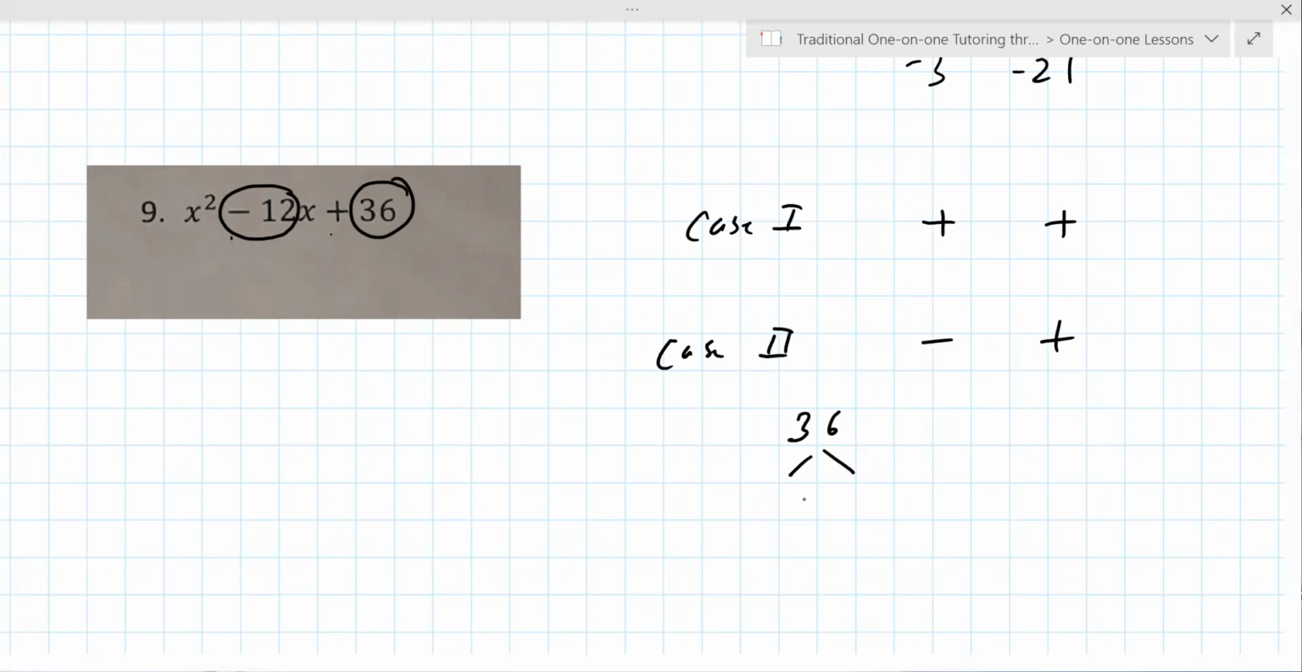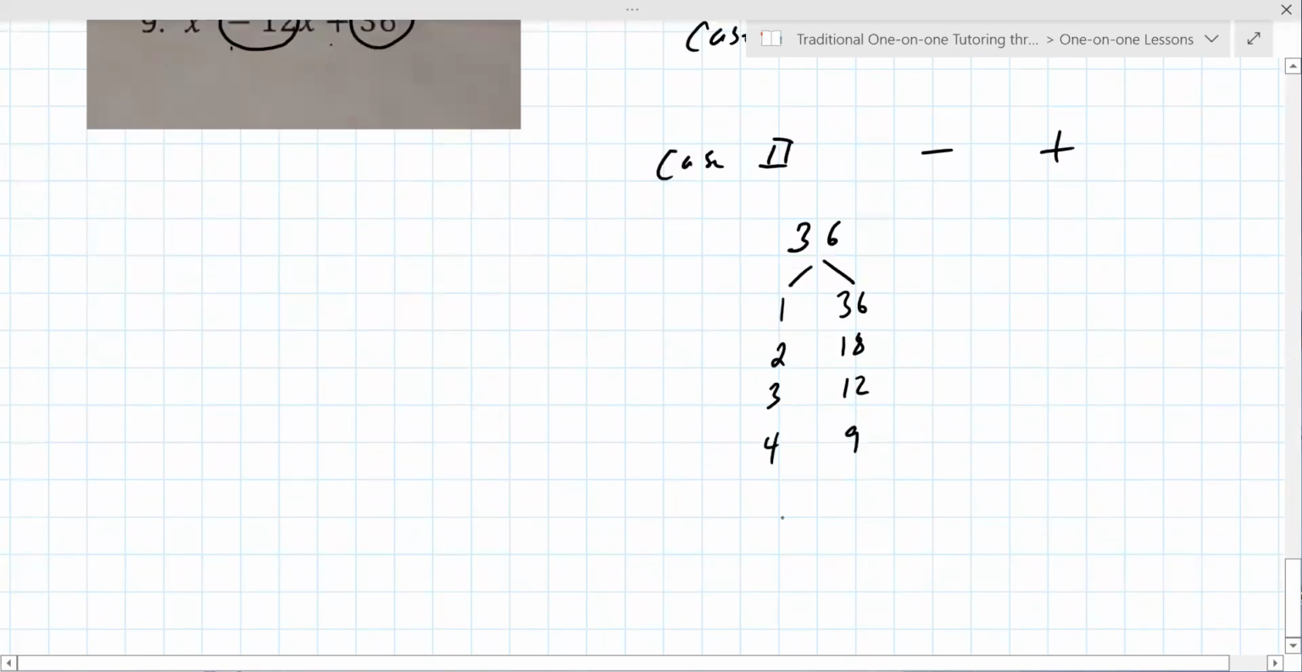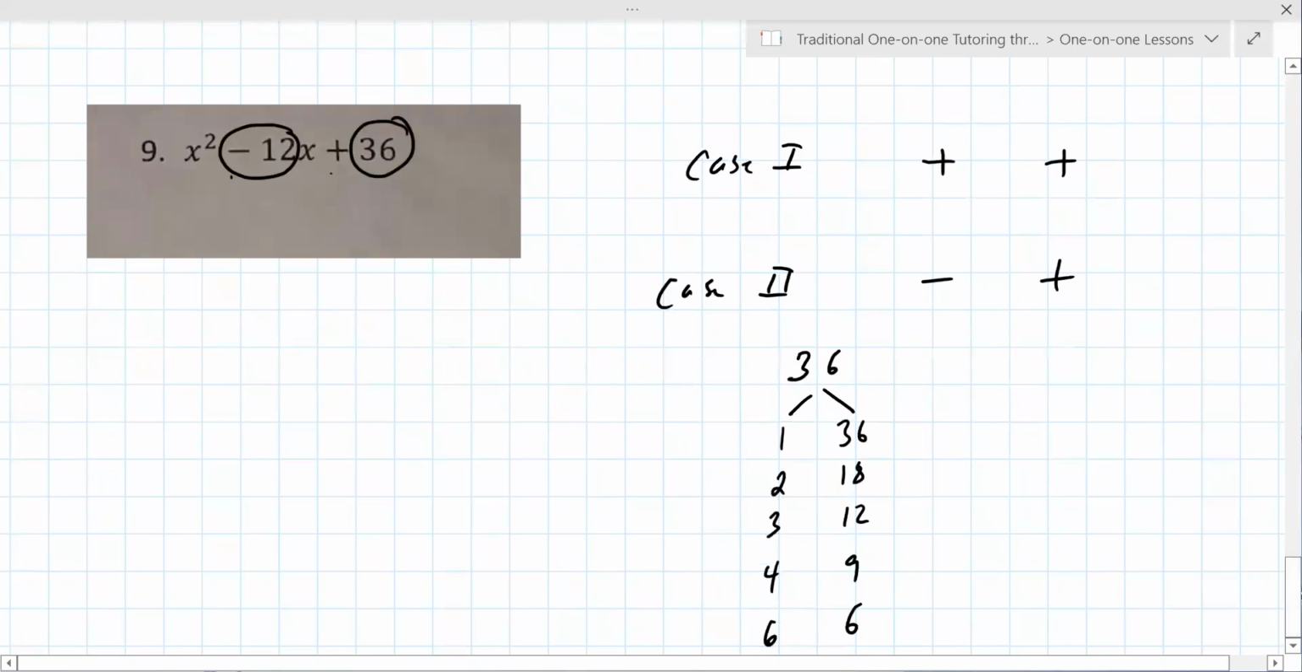Like 1 and 36, 2 and 18. See, I'm going in an ordered list here. That's the way you want to try and do these. You want to say, all right, this is my list here. So do any of these add up to -12? They all multiply to 36, but do they add to -12? No, they don't.